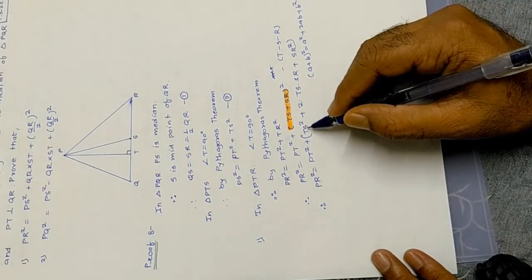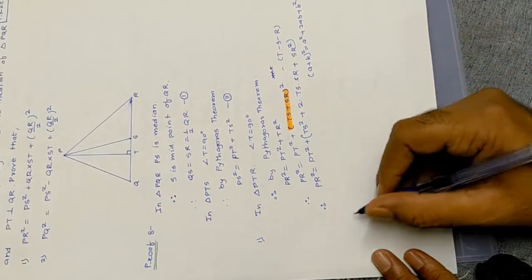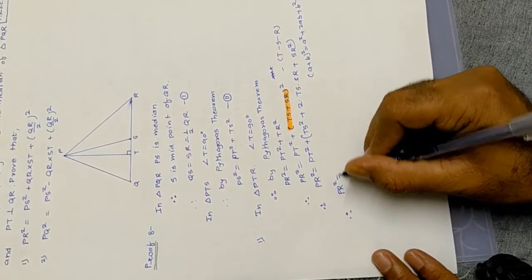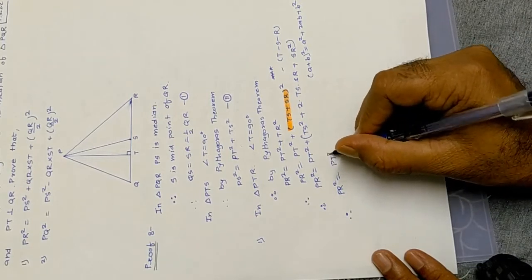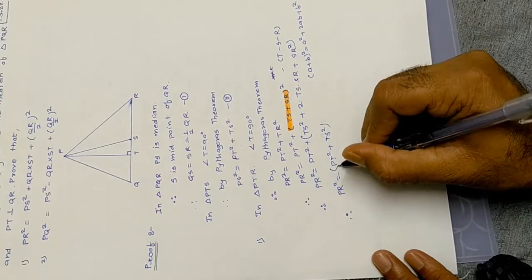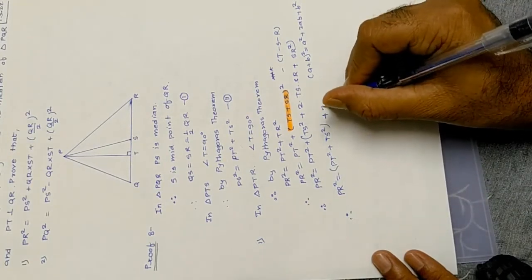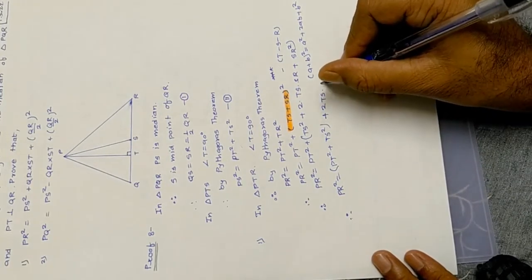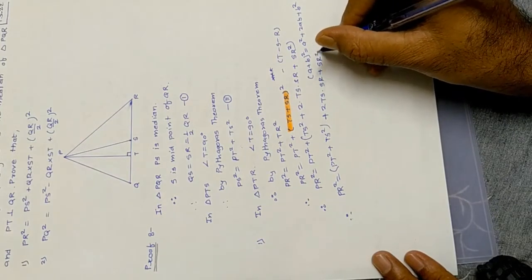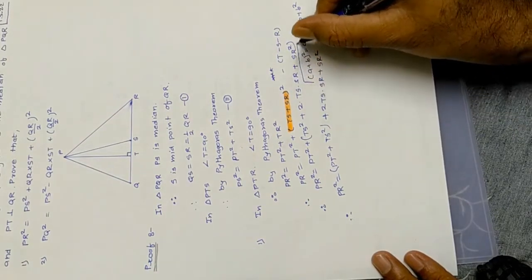Now this TS square I am taking with PT square. So I will write here, therefore PR square is equal to PT square plus TS square. This is together I am writing. Rest I will write as it is, 2 times TS into SR plus SR square. This is formula we will write here.